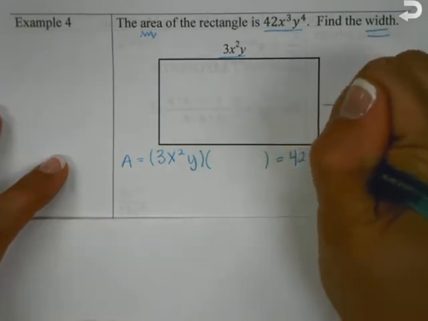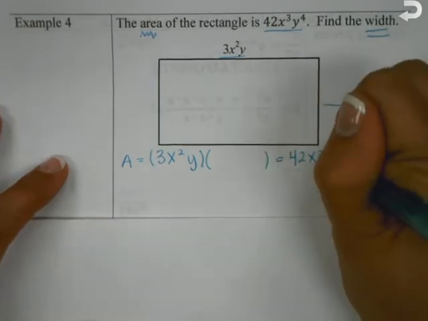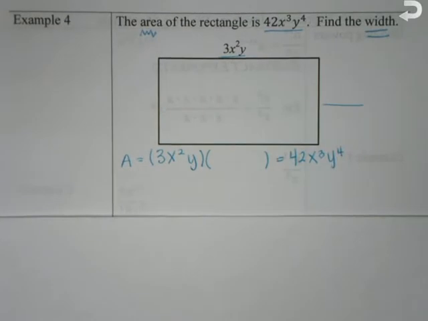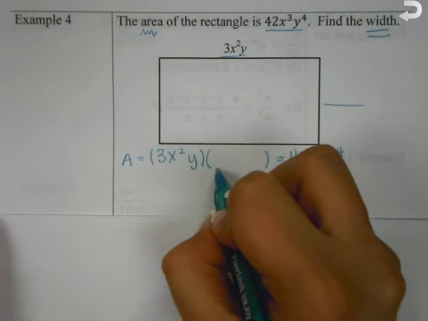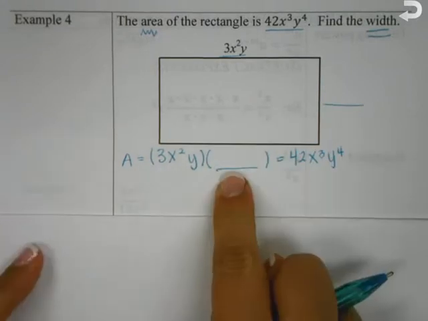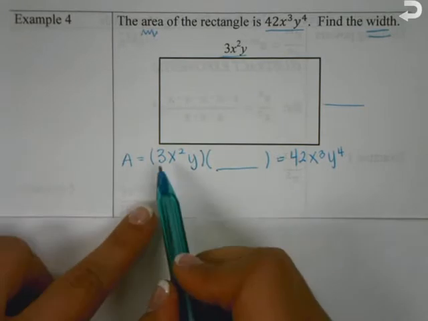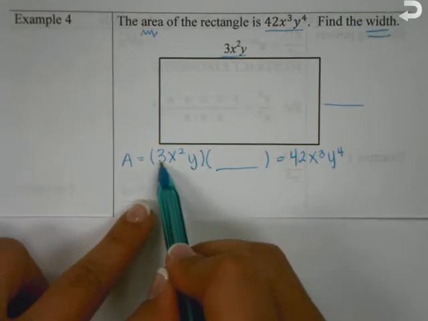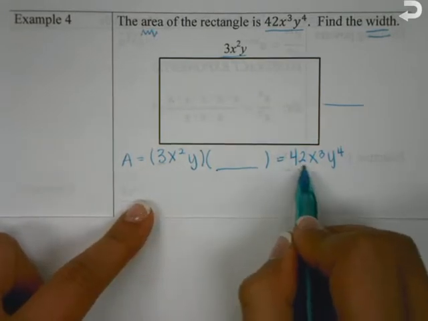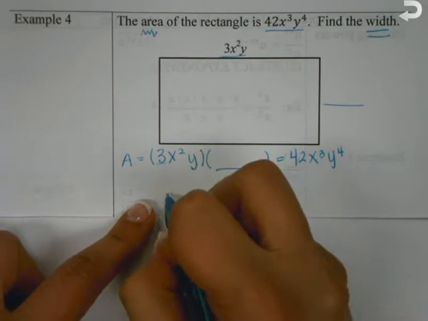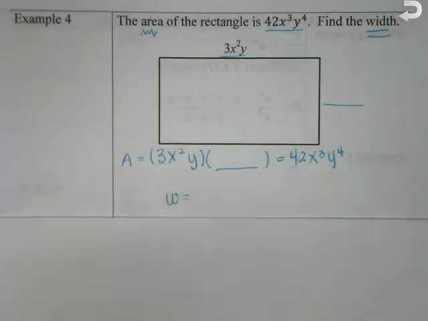So basically what we need to do here is figure out what to plug into the width to get this as an answer. So let's just go step by step. If my coefficient that I know is 3, but I'm trying to get to 42, what do I need to multiply by? 14. How did you know that? 14 times 3 gives me 42. Good.